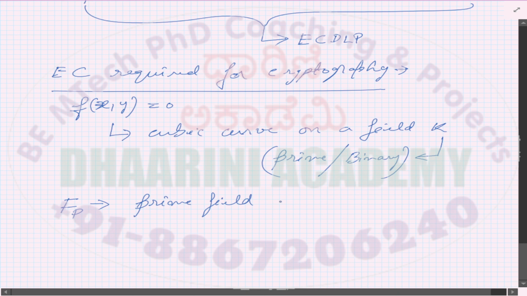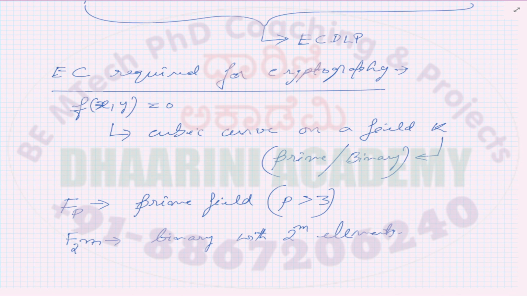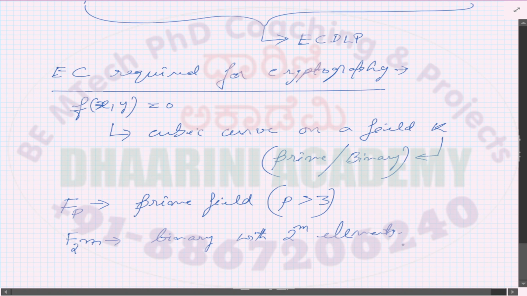Number prime numbers. Normally, for elliptic curves, you take this prime value p greater than 3. Okay, just for your reference. Then the binary field is defined as F2 to the power m. This is something like all the binary numbers with 2 to the power m elements. For example, if you take m as 2, this is 2 to the 2, there will be 4 elements: 00, 01, 10, 11, right? It's in that way.